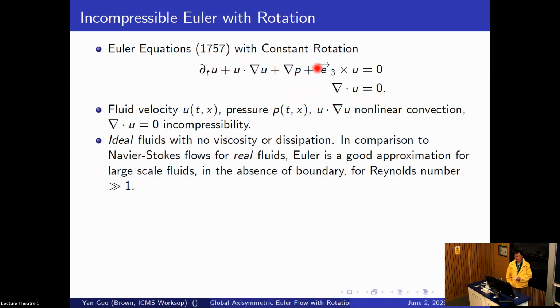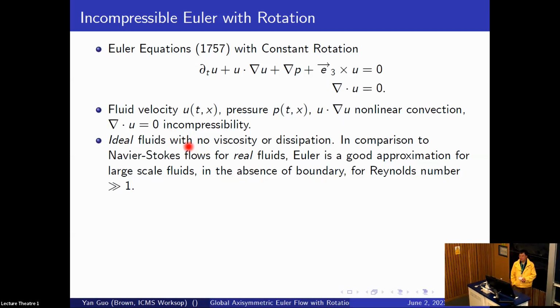We are considering a new effect. So this term, E3, is the vector (0, 0, 1). So this effect represents a constant rotation. So this is the classical Euler equation, however, in the presence of a constant rotation.